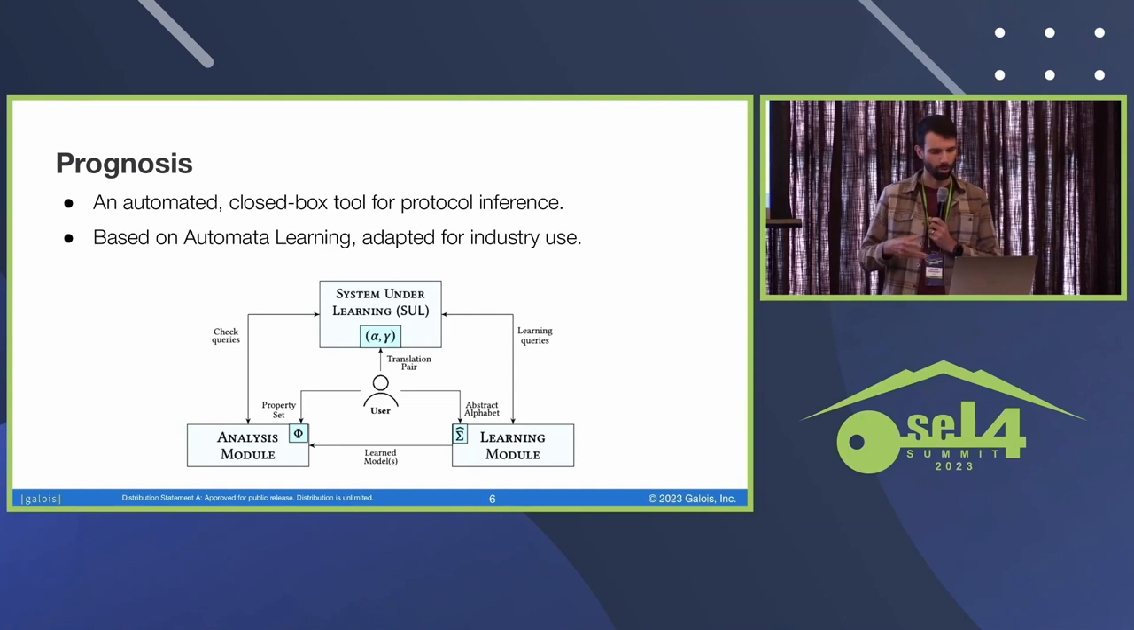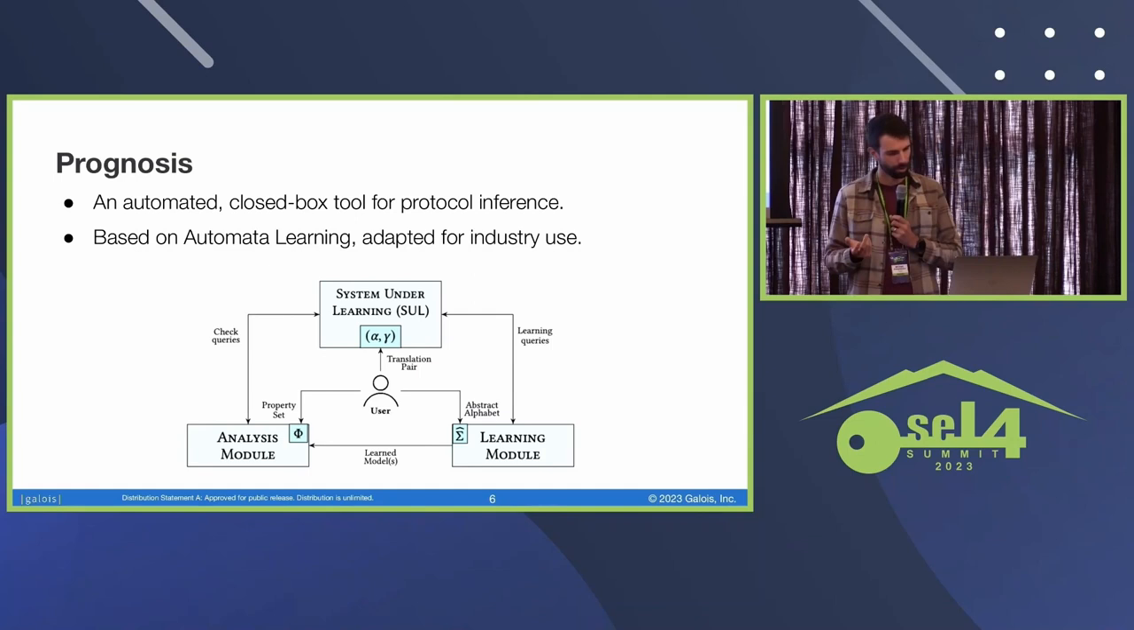We have a system under learning, which can be, in general, any system that responds to stimuli. You send messages to the system, and you observe its responses. There is an analysis module that lets you analyze the learned model of the system and maybe do some diff against another model of the system. We also have the learning module, which is the core of the tool. It uses a model learning algorithm and issues queries to the system under learning. Based on the responses, it adapts its internal model of the system.